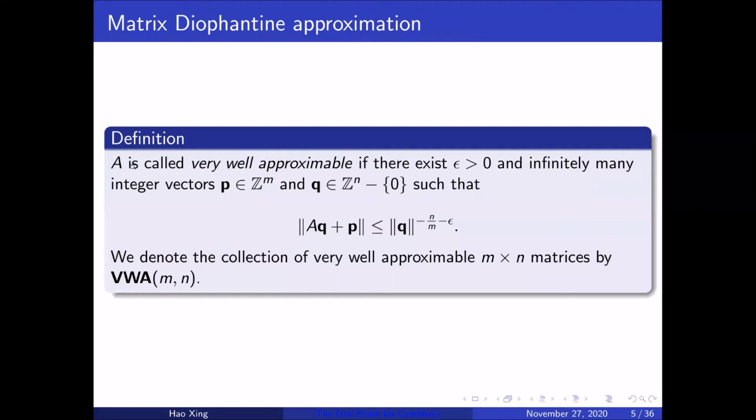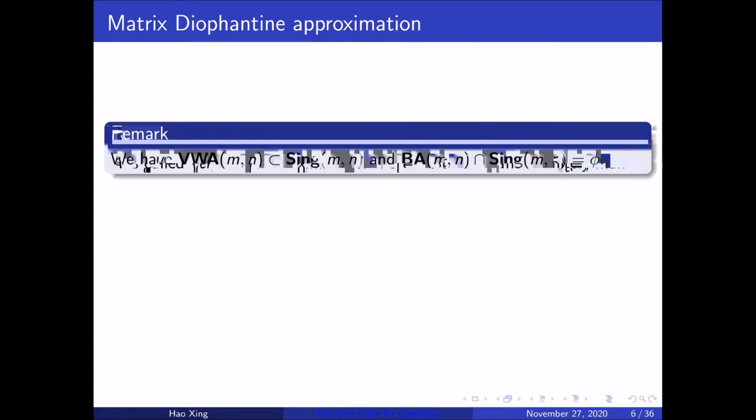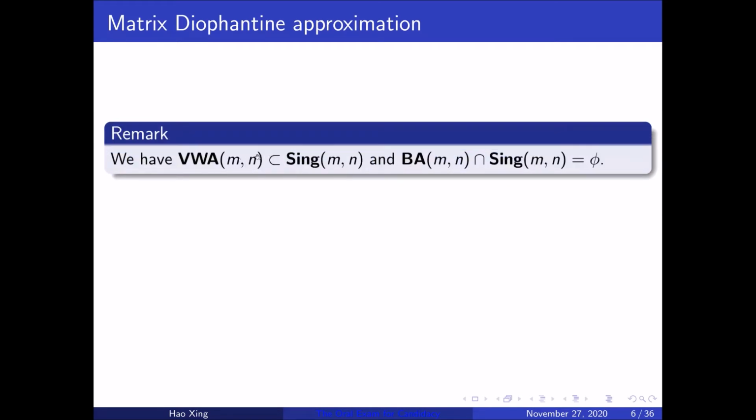The third notion is called very well approximable matrices. This means there exists an epsilon greater than 0 and infinitely many integers p and q such that this quantity is bounded by some small number. The collection is denoted by VWA(m,n). As you can see from this definition, the very well approximable matrices are contained in the set of the singular matrices. And it is impossible that a matrix is both badly approximable and singular at the same time.